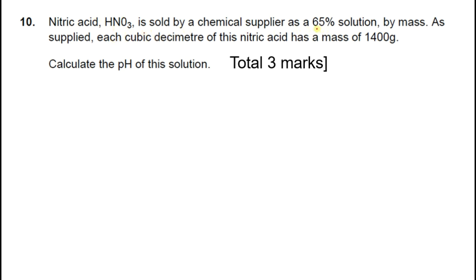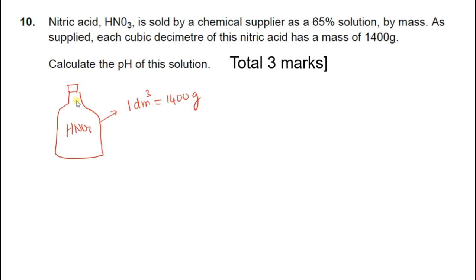Sold by a chemical supplier, 65% by mass, each cubic decimeter of this nitric acid has a mass of 1400 grams per dm cubed. Okay, so per liter, it's got this much mass. So you just have to convert that, first of all, to find the concentration of the nitric acid.